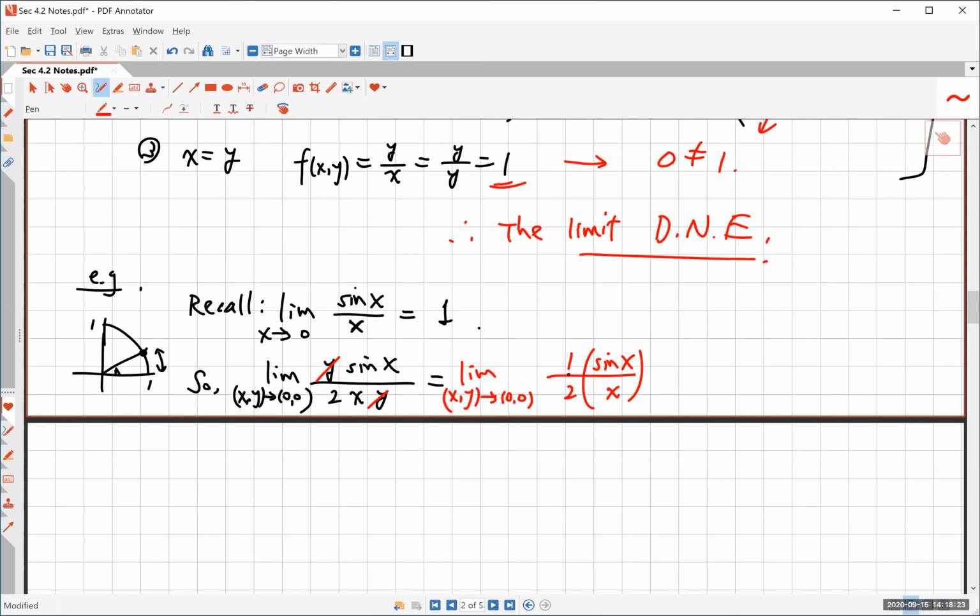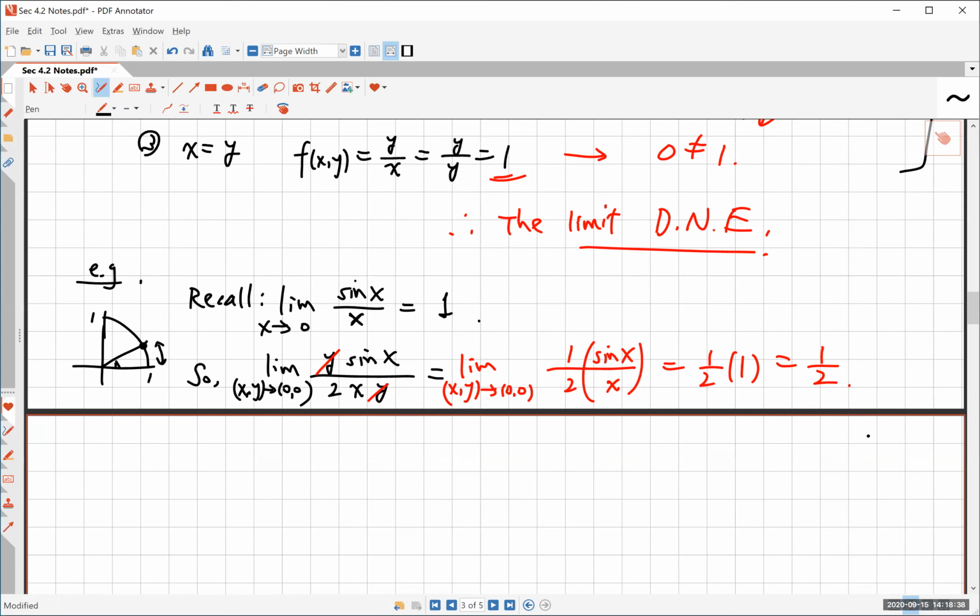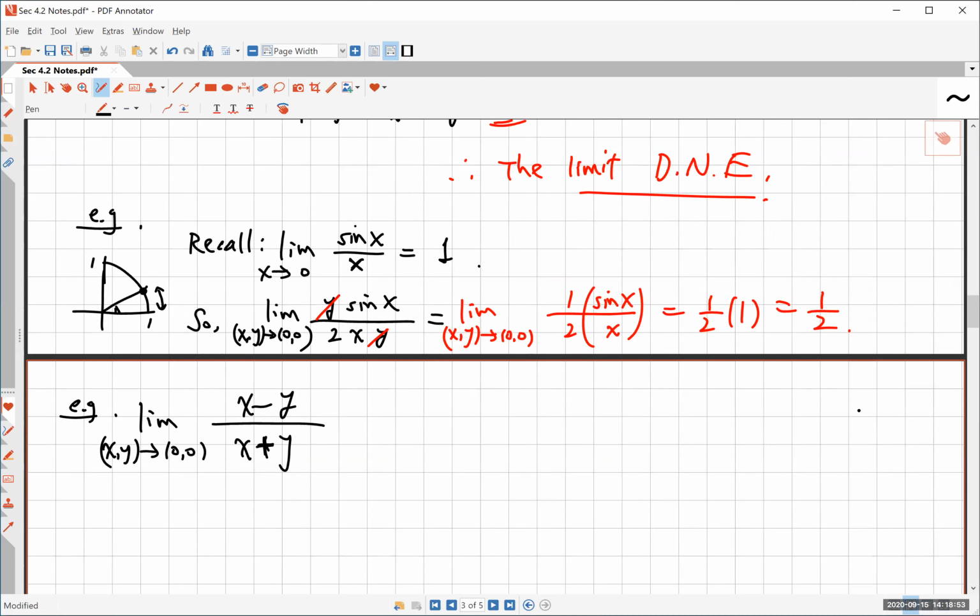You can even write it this way. The limit of a product is a product of the limits. So this is 1/2 times the limit of sine x over x, which is 1, and the answer is 1/2. Not bad, right? Okay. How about this one? Find the limit as (x, y) goes to (0, 0), as they often do in these problems. How about this one? Can you find this?